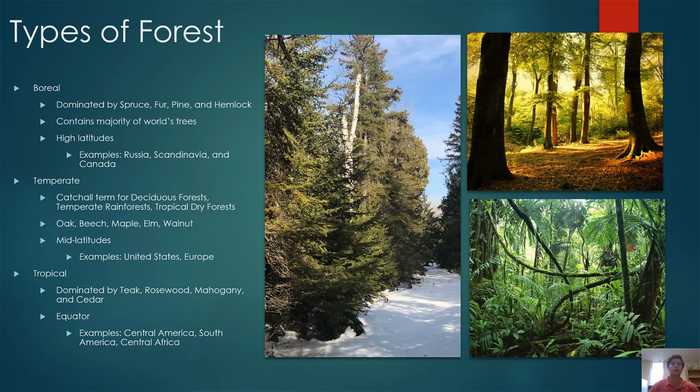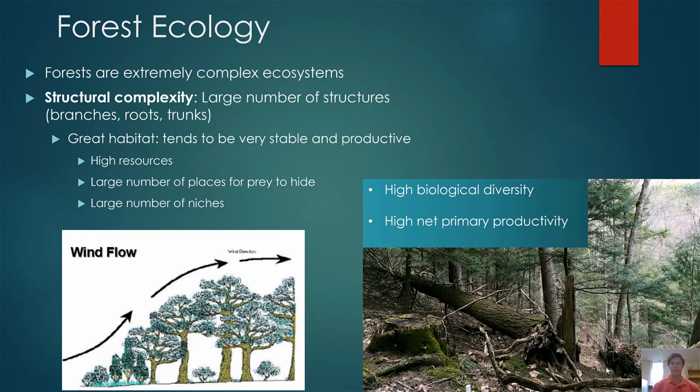And then finally, we're going to be talking about our tropical rainforests. So tropical rainforests are the highly biologically productive forest ecosystems that are found around the equator. They're going to be dominated by teak, rosewood, mahogany, very biologically productive tree species. They're going to have a lot of different organisms in there, very highly biologically diverse, and of course we're going to see them right around the equator, places like Central America, South America, and Central Africa.